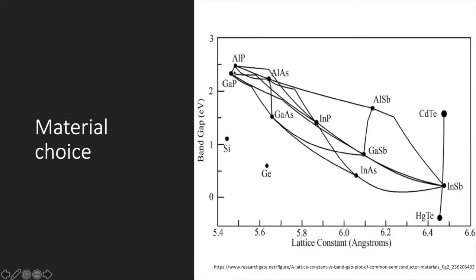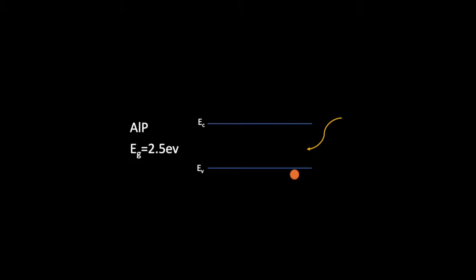But as you can see, aluminum phosphide is probably our best candidate to absorb that 500 nanometer wavelength of light, as its band gap is roughly 2.5 eV. So let's take a chunk of aluminum phosphide, put it out into the sunlight, and see what happens.